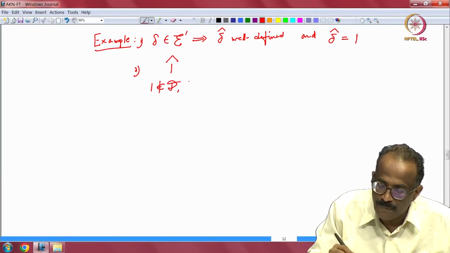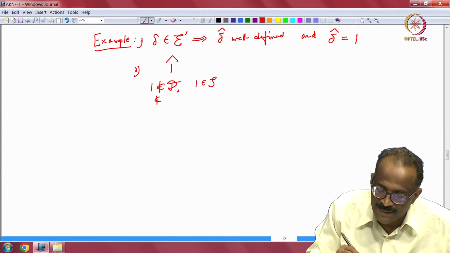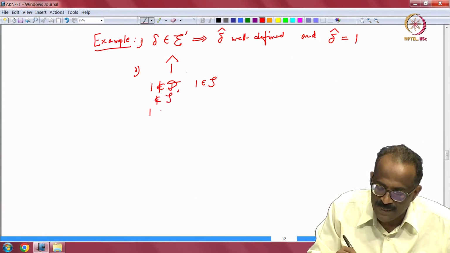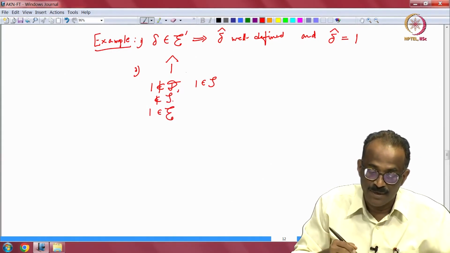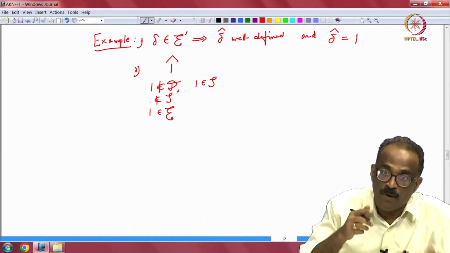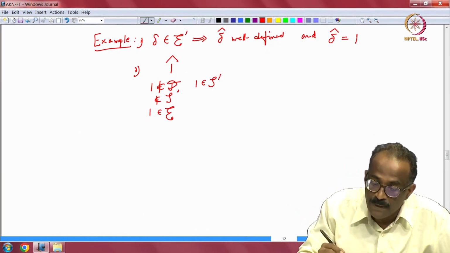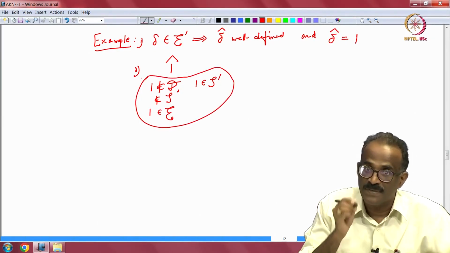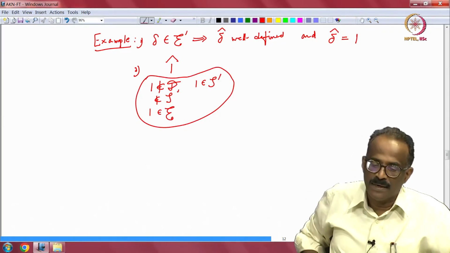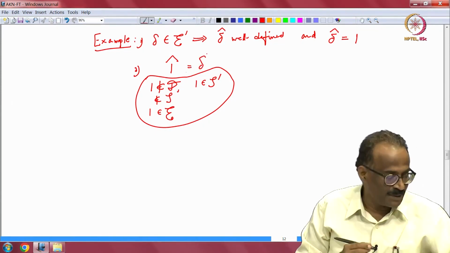But 1 is only in C. 1 is in zeta prime, not even in D. 1 is not in zeta. Of course, 1 is in E. That is true because it is a continuous function, but it is not in D or C. So, the Fourier transform of 1 cannot be defined in a standard way, but 1 as a zeta prime you can define, you see. So, whenever you are defining Fourier transform, carefully define with respect to what thing you are defining it. So, 1 hat you can prove to be delta, you see.